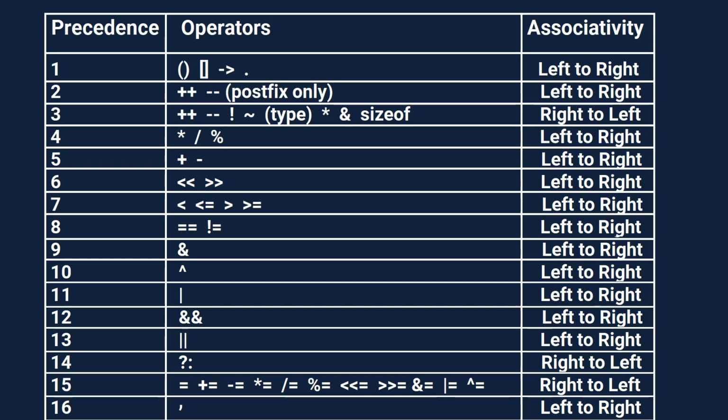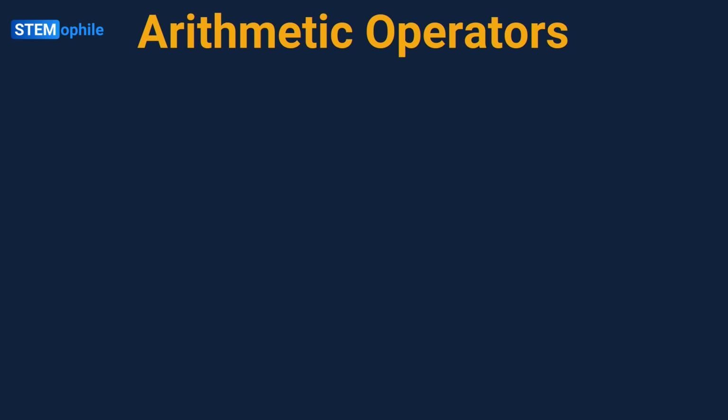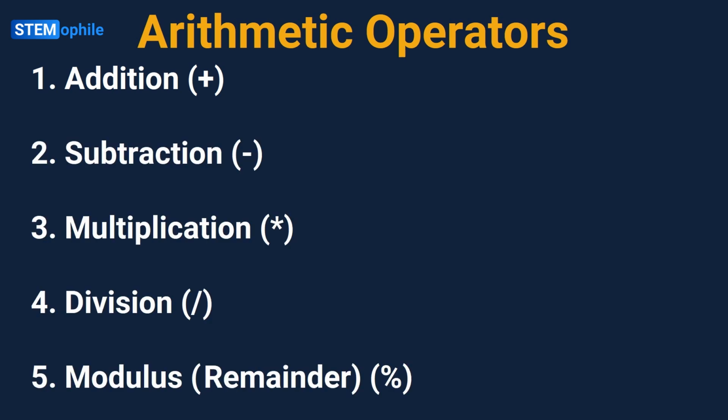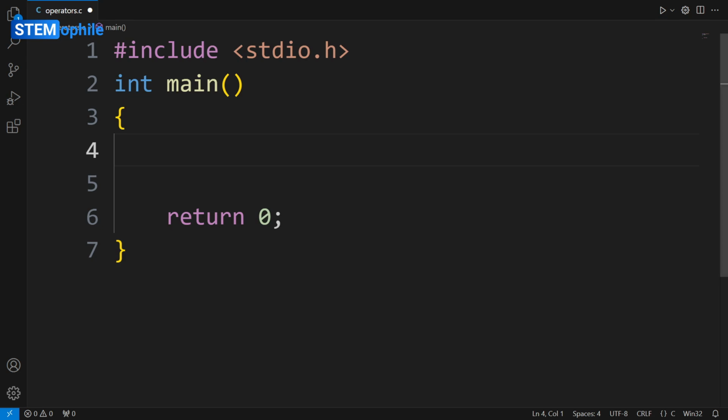There are different types of operators in C. In this video, we'll focus on arithmetic operators. Arithmetic operators are used for basic mathematical operations that we use daily to calculate something. These operators are addition, subtraction, multiplication, division, and modulus. We've already used them before. Now, we'll dive deeper into them. Let's use these operators in our program.